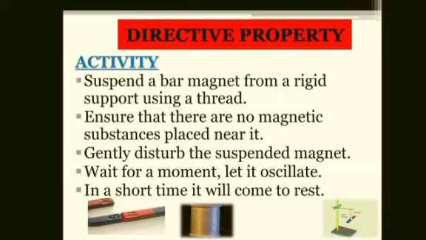So we are performing an activity to understand the directive property of a magnet. We are suspending a bar magnet from a rigid support using a thread, and we should make sure that there are no other magnetic substances near that bar magnet. Now we are gently disturbing the suspended magnet and waiting for a moment. It is oscillating, moving back and forth. After some time it will come to rest.